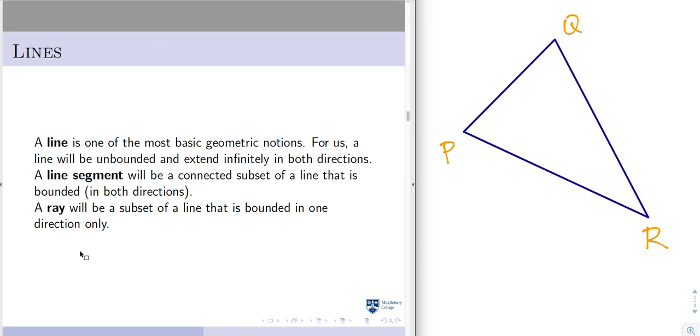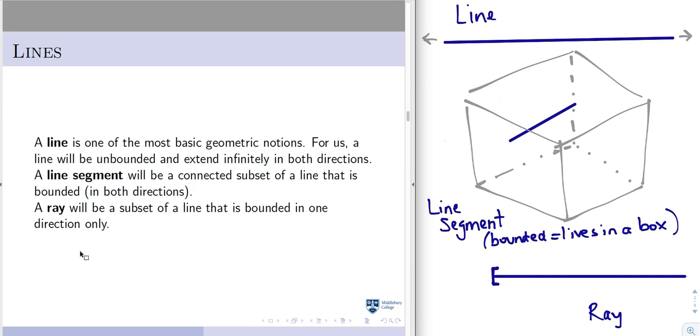Now we'll look at lines. So the line is one of the most basic geometric notions. For us, a line will be unbounded and extend infinitely in both directions. A line segment will be a connected subset of a line that is bounded. By that I mean bounded in both directions. Or another way of saying this is that a line segment will live in some box. It could be some huge box, but it's some finite sized box. Finally, we'll also talk about rays. A ray is a subset of a line that is bounded in one direction only.